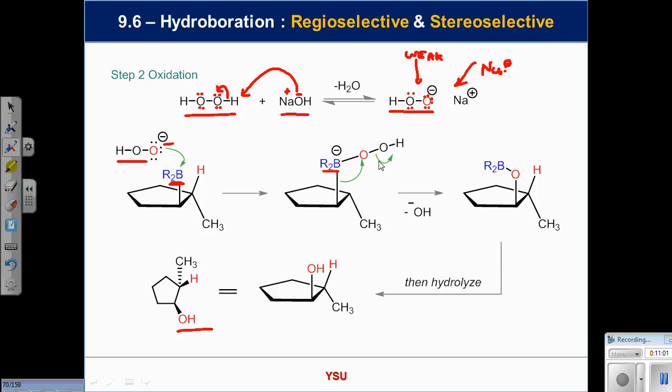Now, this is not stable. This is the motivation for this to work. We now have an opportunity for this molecule to break apart with the loss of that bond. That's what we want to get rid of. Okay, that's why this works.